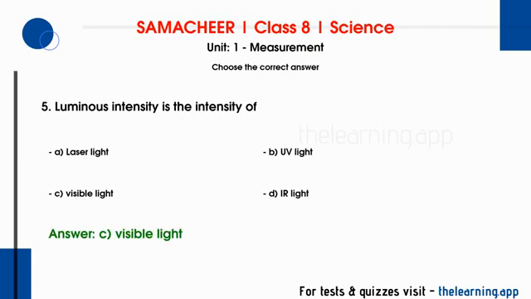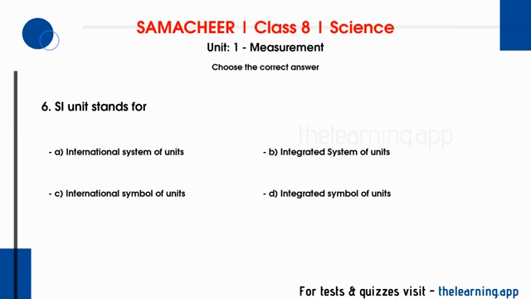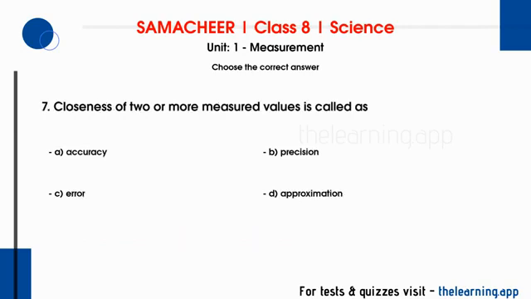Question 6. SI unit stands for. Options are A. International System of Units, B. Integrated System of Units, C. International Symbol of Units, D. Integrated Symbol of Units. Correct answer is A. International System of Units.